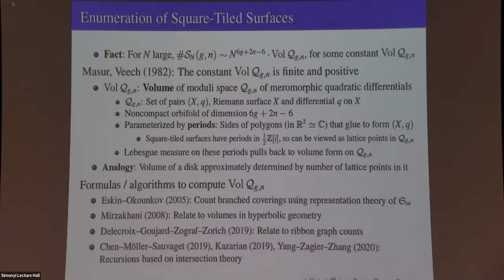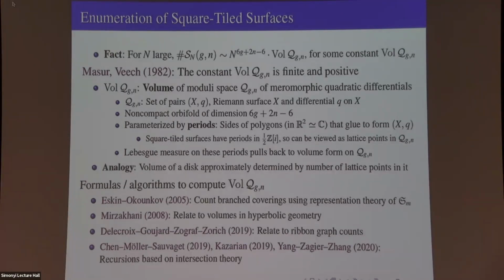So we can put coordinates on this moduli space, which are often known as periods. This moduli space is parametrized by periods, which are basically the sides of the polygons you glue to form this (X, Q). So these are just a bunch of vectors in R^2, or I prefer to think of them as complex numbers. Particularly, square-tiled surfaces have periods all in 1/2 times Z adjoin i, that's just the half-by-half squares. So these are basically like Gaussian integers scaled by 2, right? So you can view them as kind of like lattice points inside this moduli space.